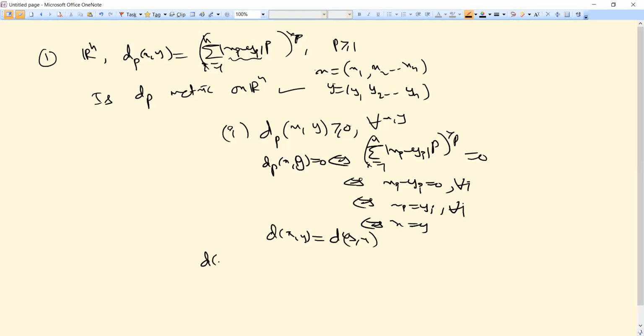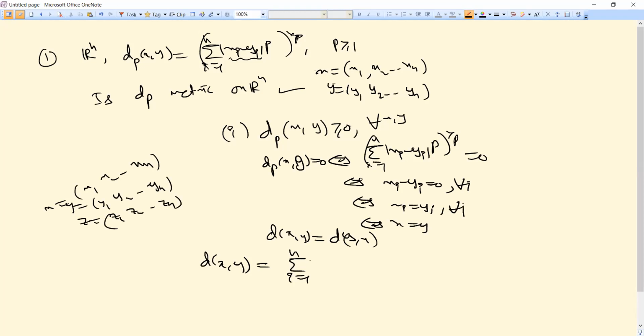What about the triangle inequality? This is important. I need three elements which are n-tuples: x equals x1, x2, ..., xn, y equals y1, y2, ..., yn, and z equals z1, z2, ..., zn. The distance between x and y is summation i equals 1 to n mod of xi minus yi whole power p whole power 1 by p. To show the triangle inequality, this can be rewritten by adding and subtracting zi: mod of xi minus zi plus zi minus yi, whole power p, whole power 1 by p.